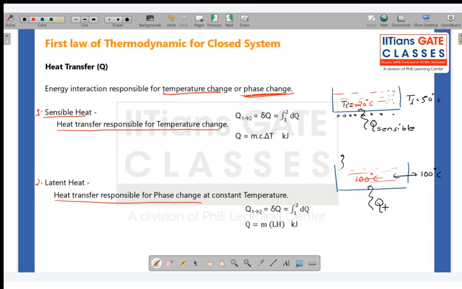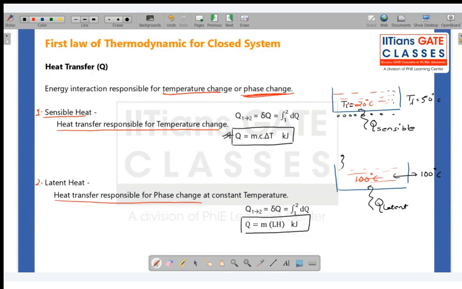Okay, and that heat that I am transferring is called latent heat. So basically, the heat that is involved during phase change is called latent heat. The heat which is responsible for temperature change is called sensible heat. Okay. So sensible heat, you can calculate by this because it is proportional to mass, specific heat and temperature difference, and latent heat you can calculate by this.